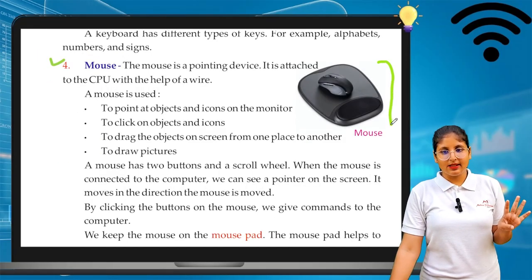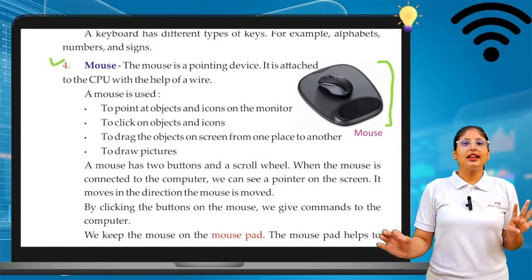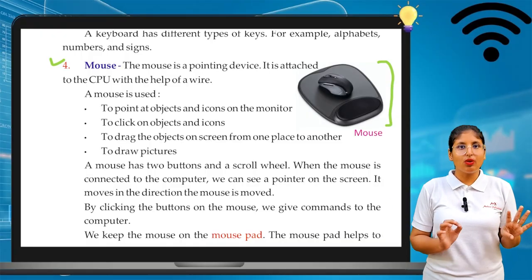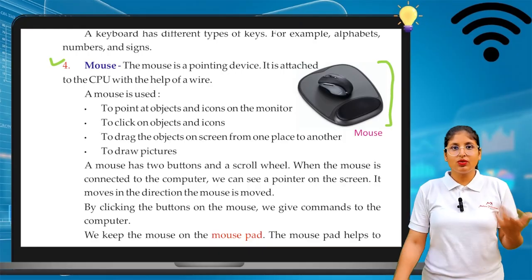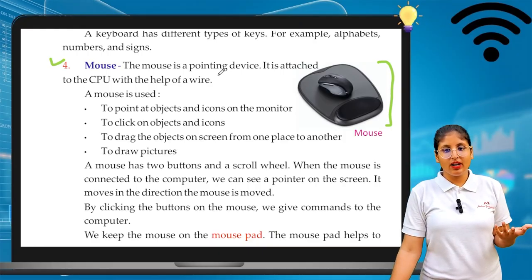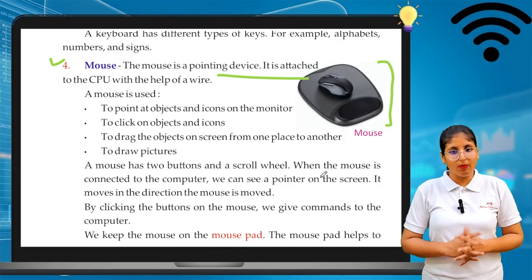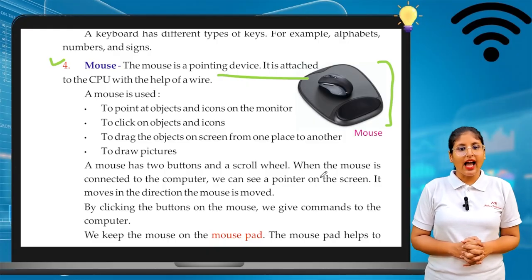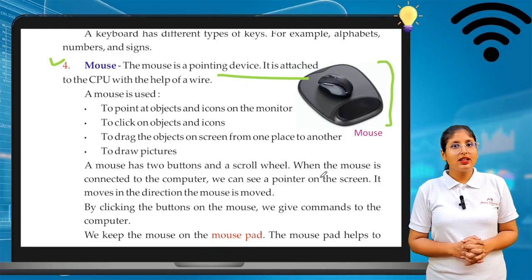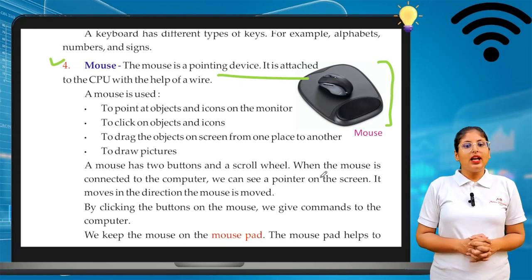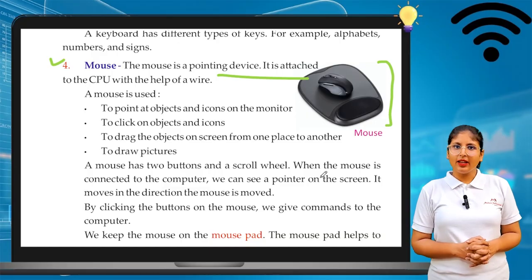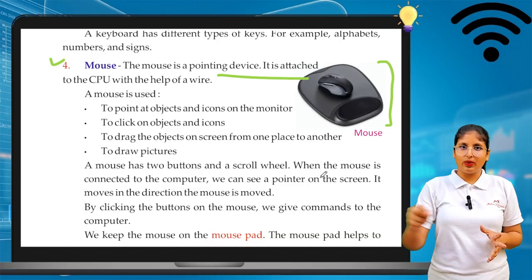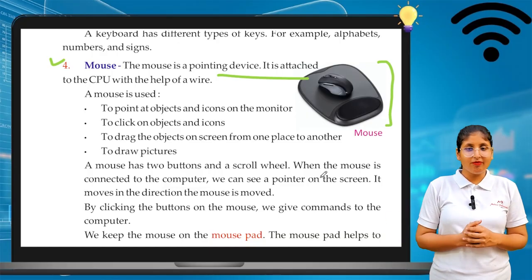It looks like this, okay? With the mouse we can click, whatever you want to choose. So the mouse is known as a pointing device. It is attached to the CPU with the help of a wire. A black wire is there.